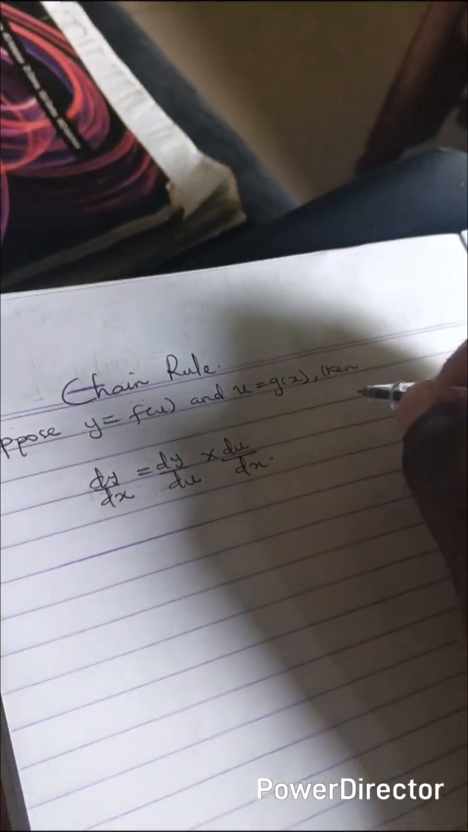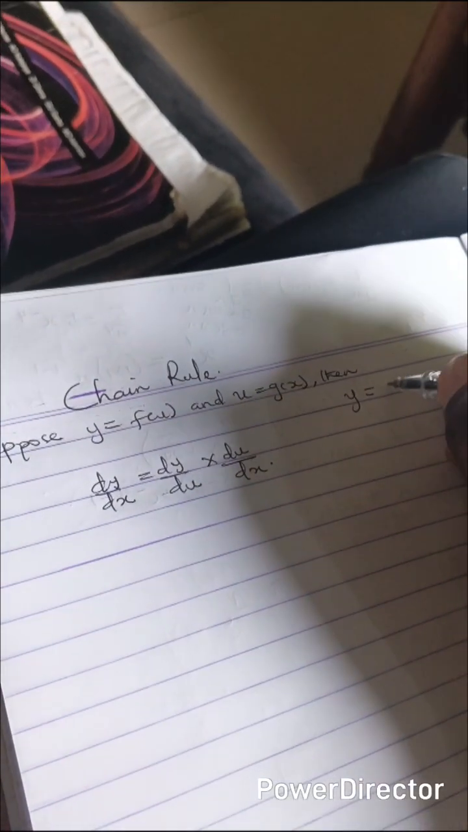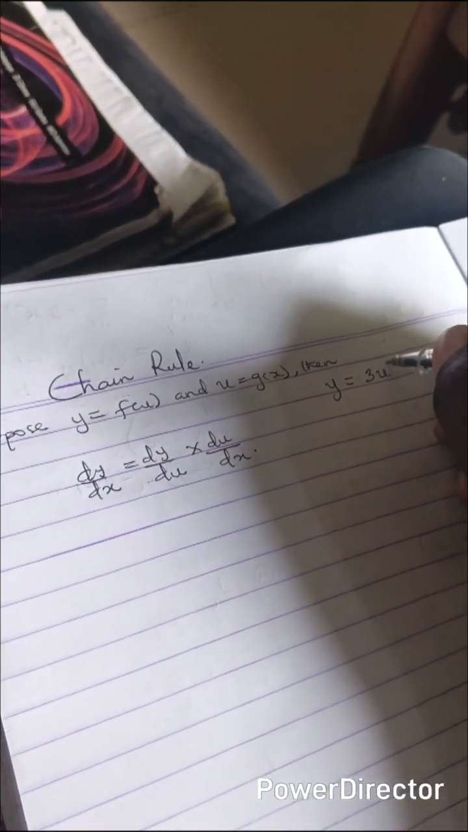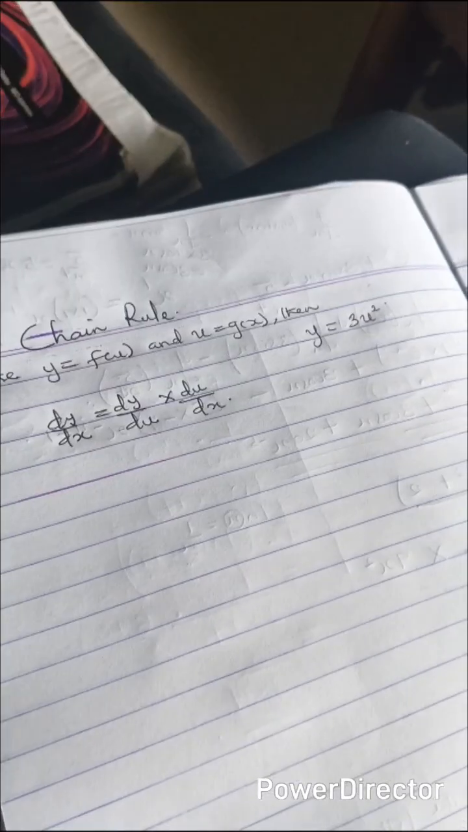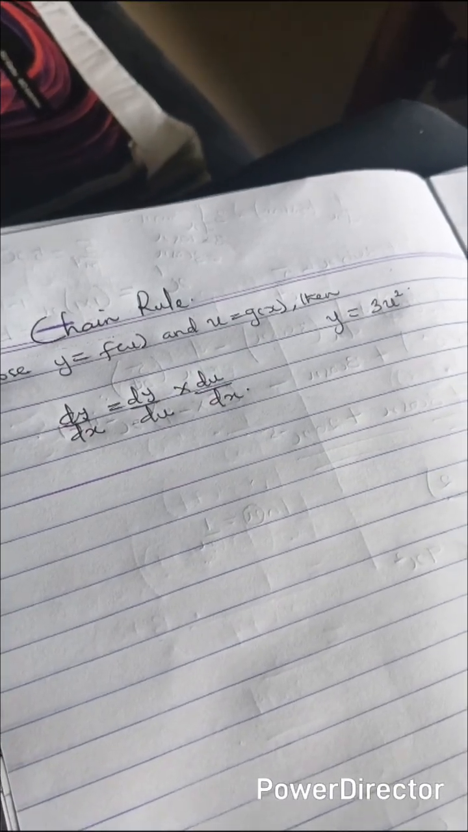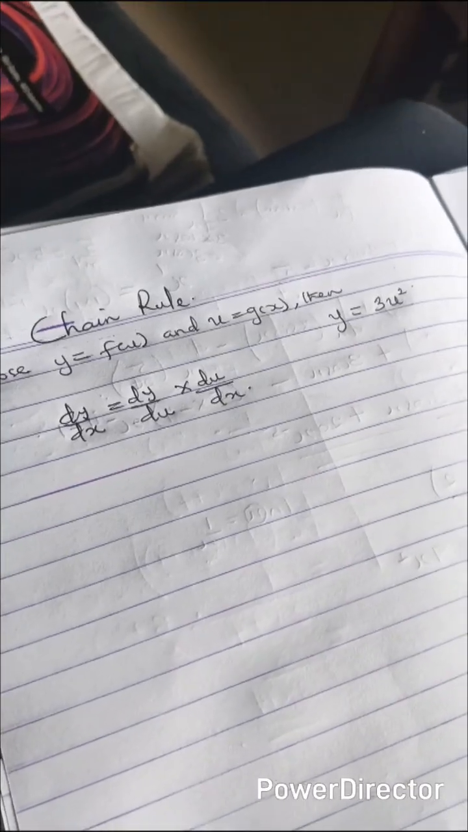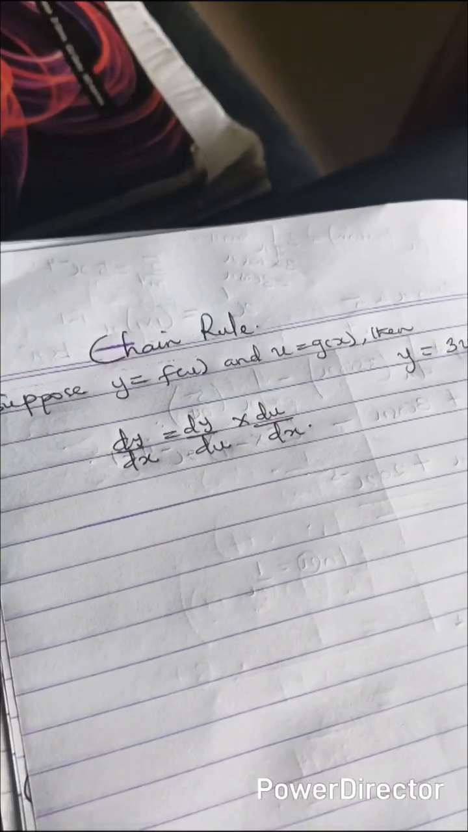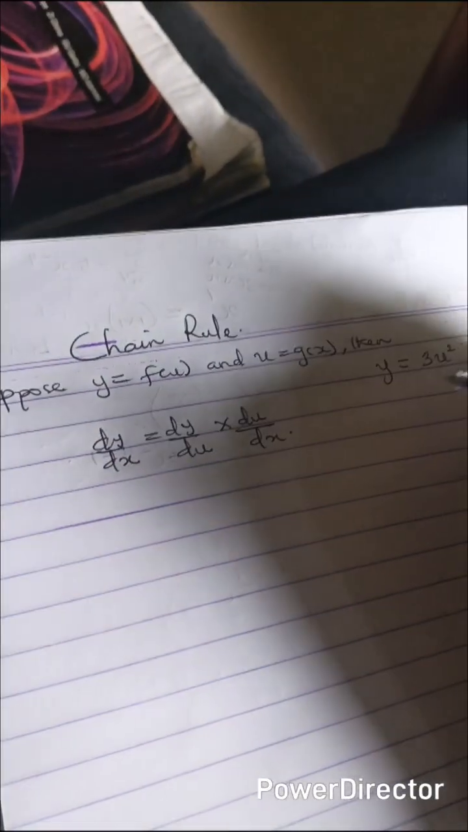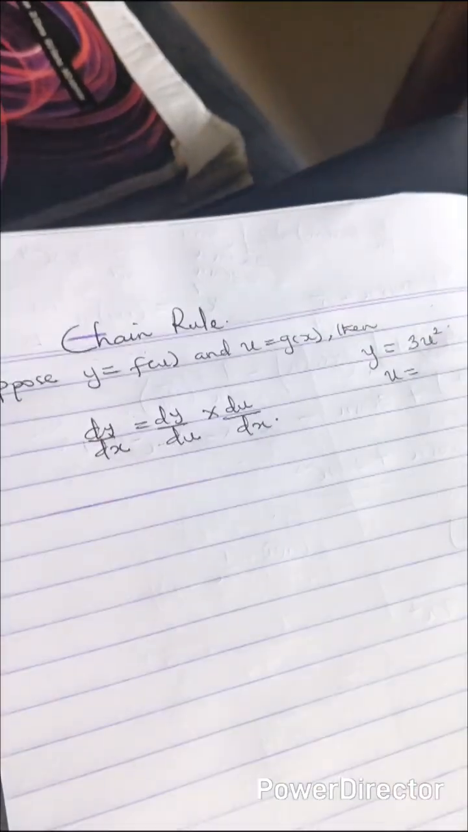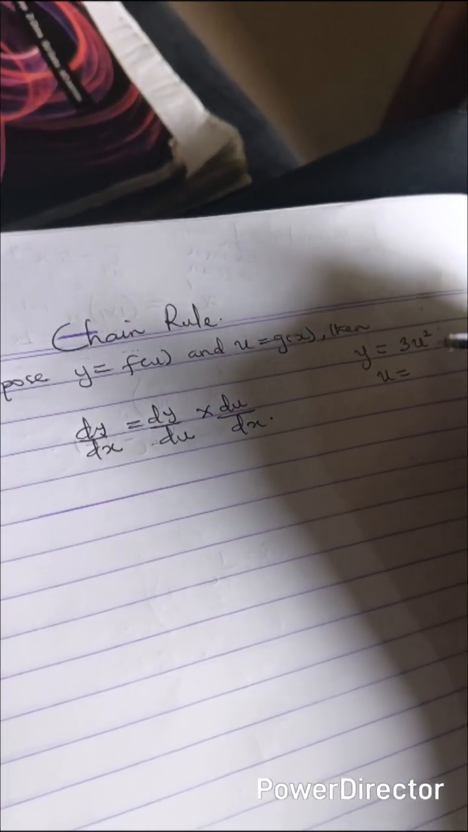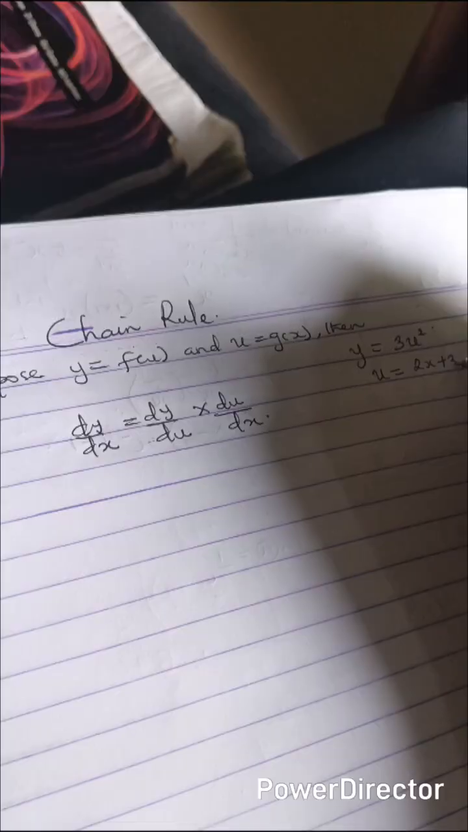What this means is that if y is a function of u, I just want to give an instance. Let's say y is 3u squared. This is a function of u, and u itself is another function of another variable. So let's say u is a function of x. I'm going to define u as 2x plus 3.